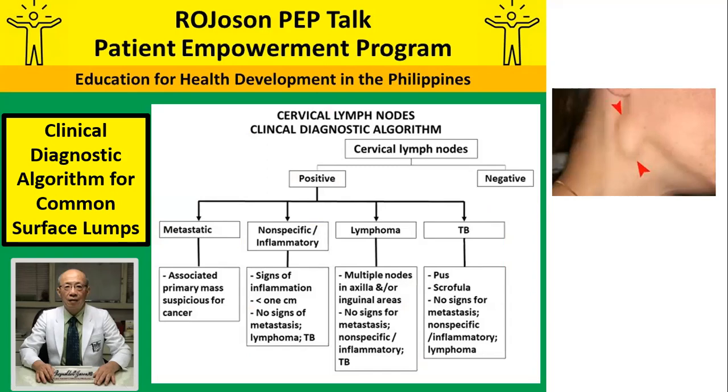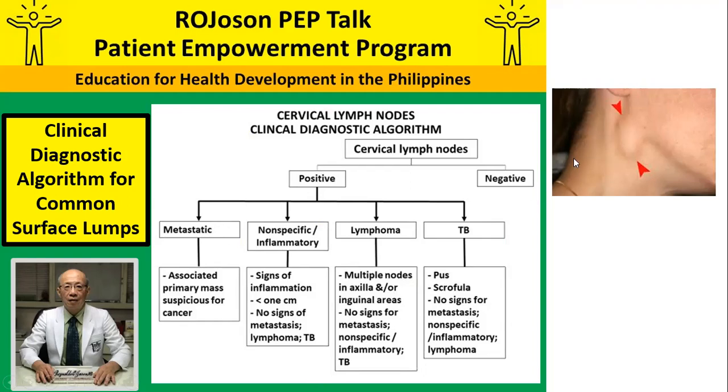So if there are cervical lymph nodes, meaning may kulani. Kulani dito sa leeg. Cervical means leeg. So if positive, there are only four things to consider here. Metastatic cancer, may pinanggagalingan, or non-specific inflammation, usually pag may sipon ubo, lumalaki. Lymphoma, it's another type of cancer, cancer of the lymph nodes. Pero primary siya, hindi siya metastatic. Metastatic is secondary because may pinanggagalingan.